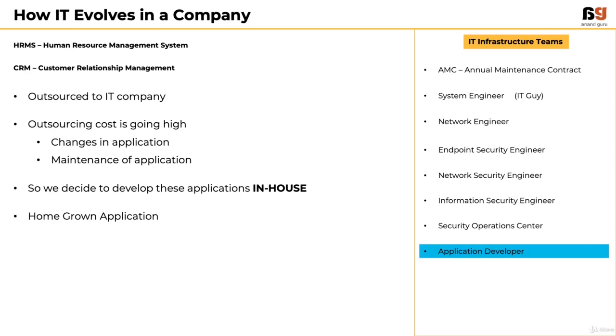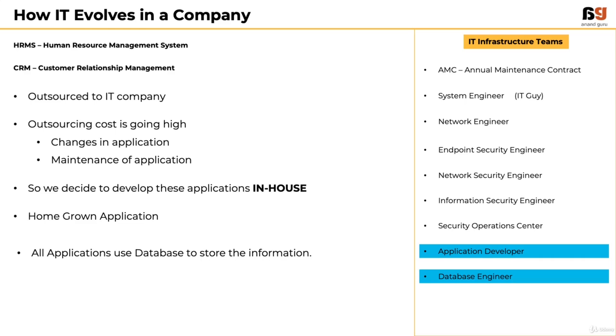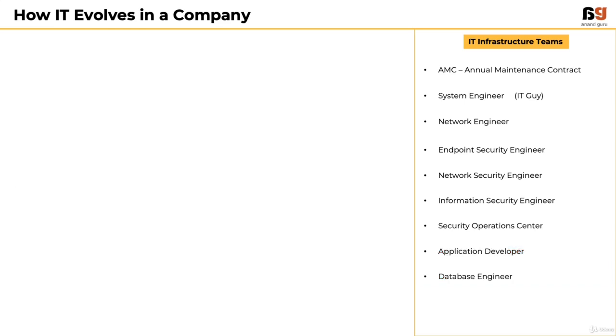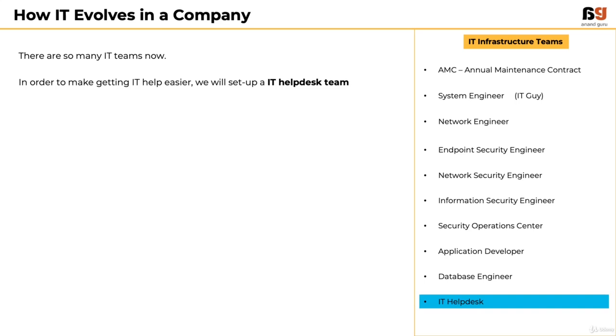Both HRMS and CRM store a lot of data, which will be put into a database. In fact, most applications use a database in the backend. So we might need experts to work on databases too. So we will hire a database engineer. Because of all the digital dependency, there are so many IT teams in the company now. If a person in the logistics team has an issue with his computer, he will not be sure if it has to be addressed by the system engineering team, the network engineer, or if it is a security related issue. So in order to make this decision easy for all employees, we will put in a help desk team, which acts as the primary point of contact for all IT related issues and queries.